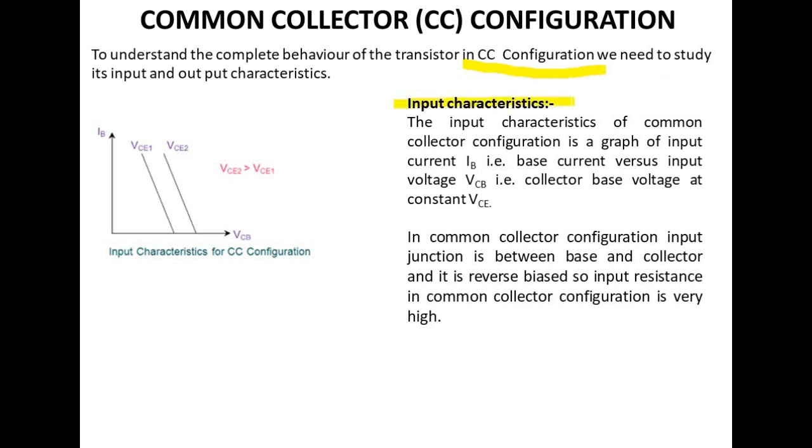So come to the input characteristics. The input characteristics of common collector configuration is a graph of input current IB, that is the base current, versus input voltage VCB at constant output voltage VCE. In common collector configuration, the input junction is between base and collector and it is reverse biased. So input resistance in common collector configuration is very high.